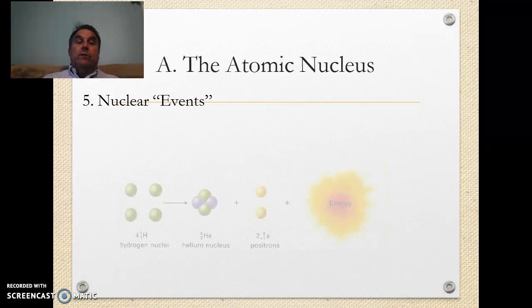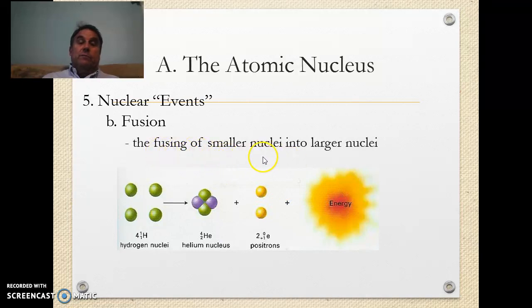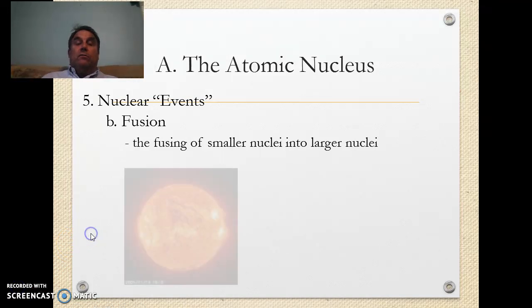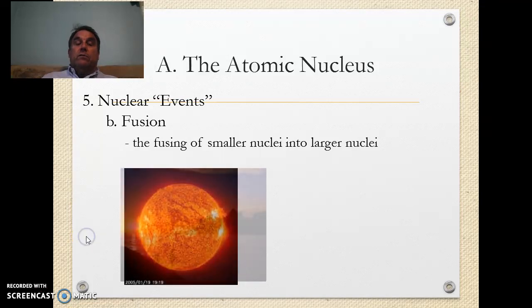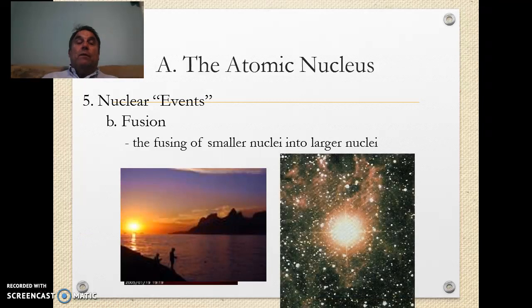All right, the next nuclear event. Small, tiny little atoms fused together into larger atoms, plus huge amounts of energy. This type of nuclear event is called fusion, the fusing of small nuclei into larger nuclei. And fusion is quite common in the universe. It occurs in our friend the sun, and it occurs in stars all around the universe. So it's the most common nuclear event in the universe.